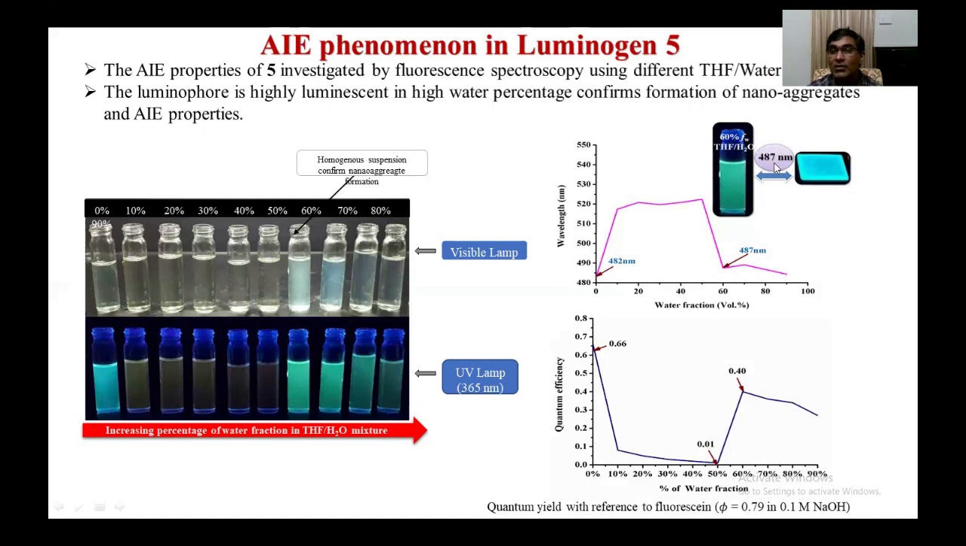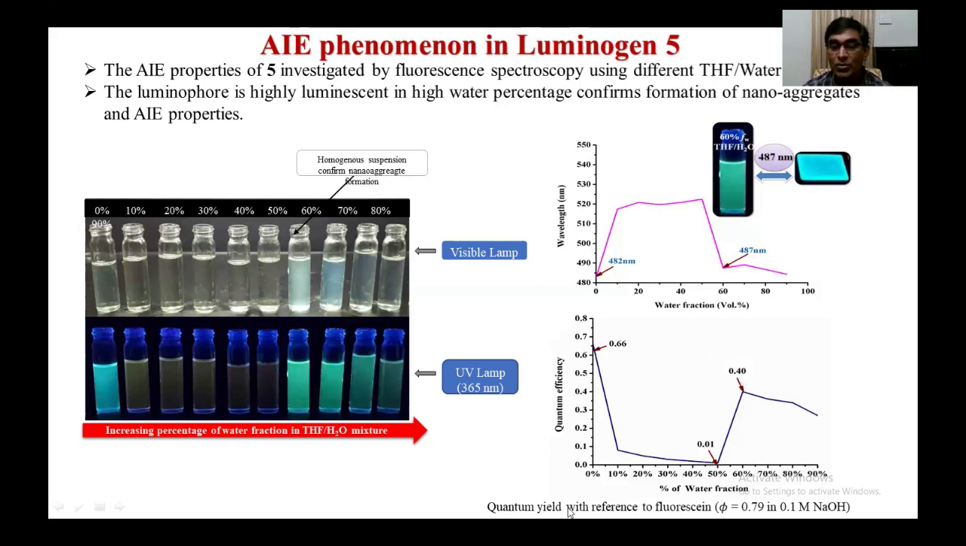Again, you can see the quantum yield of this molecule at different water fractions. In pure THF, it shows 0.66, and the quantum yield goes down when you increase the water fraction. It becomes 0 at 50%, but suddenly rises at 60%. That gives us 0.40, as compared to the reference we have taken here, fluorescein, which has a quantum yield of 0.1 in molar NaOH.